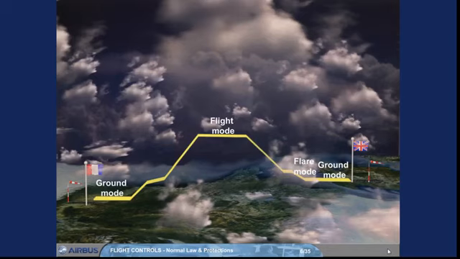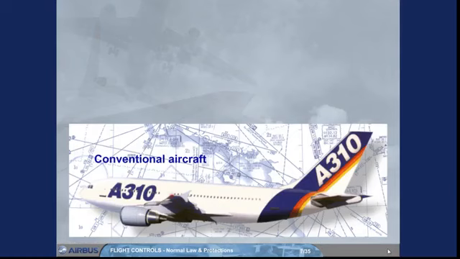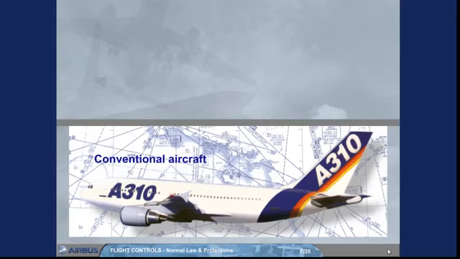First, we will compare a conventional aircraft, an A310, with the fly-by-wire A320 in normal law flight mode. Control surface deflection is directly proportional to control yoke deflection. The same yoke input produces a higher rate of pitch and roll at high speed, and a lower rate of pitch and roll at low speed.